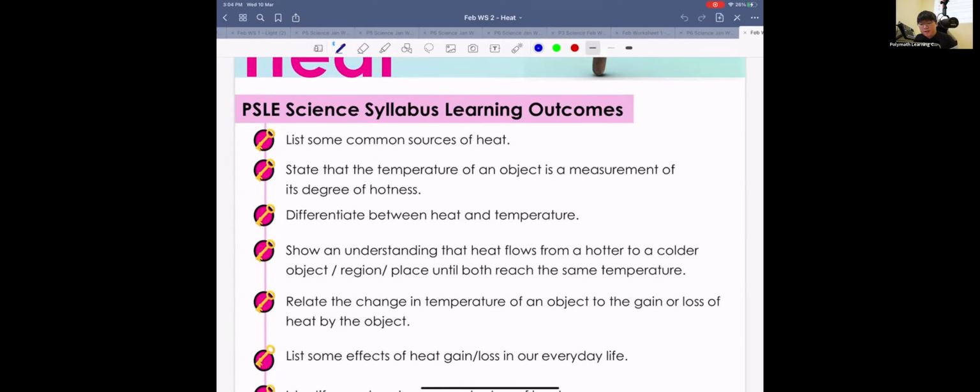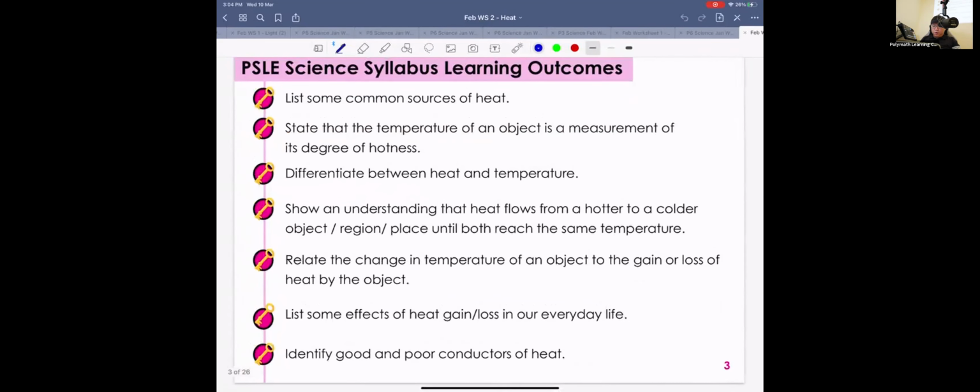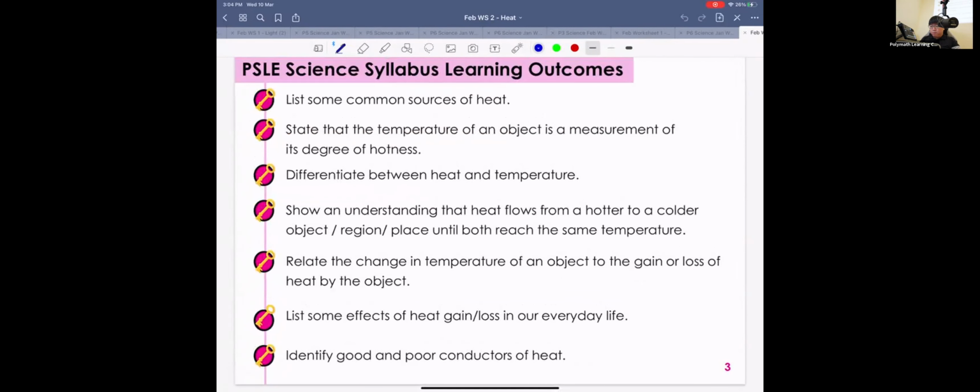Okay, so then you need to relate the change in temperature of an object to the gain or loss of heat. When something gains heat, the temperature increases. When something loses heat, the temperature decreases. Then you need to list some effects of heat gain. For example, when something gains heat, it will actually expand. When something loses heat, it will contract. Last but not least, in fact the most important part of this chapter, is to know what is called a poor conductor of heat and what is called a good conductor of heat.